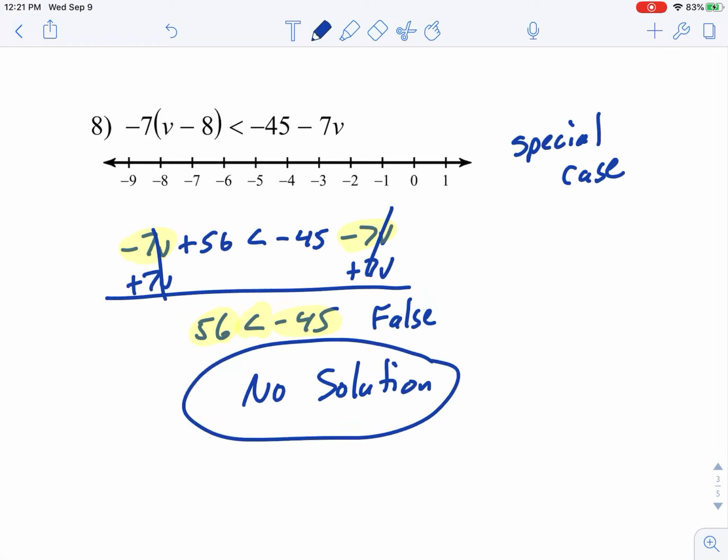Good enough. There's a symbol for no solution, which is this. There is really no interval notation for no solution. You just go with the symbol or the words no solution. So no graph to draw. Just write no solution or that circle with a line through it.